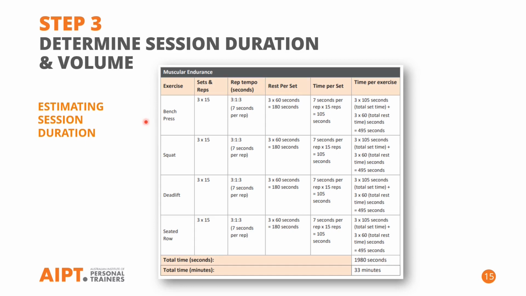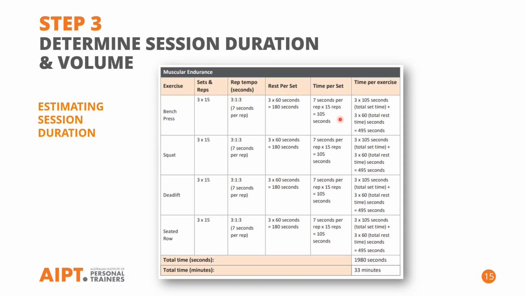The tempo of the repetition is a 3-1-3 format, which means we spend 3 seconds in the concentric phase, a 1 second pause, and then 3 seconds in the eccentric phase. So it's basically 3 seconds on the way down, a pause, 3 seconds on the way up. Because of that allocation of time, it's going to be 7 seconds per repetition in that set. So we've accounted for that here. 7 seconds multiplied by 15 reps is approximately 105 seconds it would take just to do the exercise itself.